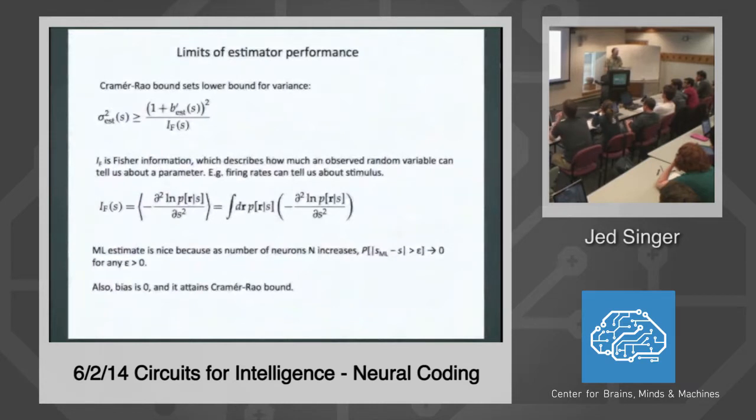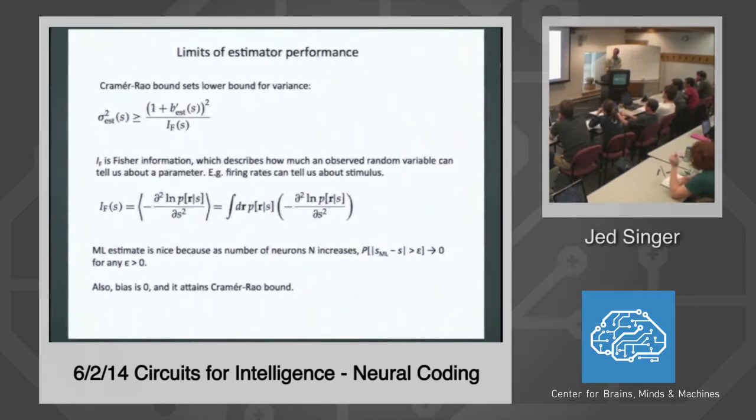So the maximum likelihood estimate, when I introduced it, I said, well, this makes sense for saying what's the most likely stimulus, but it also has some nice properties in the context of what we've just been talking about. One is that as the number of neurons that you're considering in your maximum likelihood estimate increases, your estimate can actually get arbitrarily good. So the expected difference between the estimate and the true value can be made arbitrarily small.